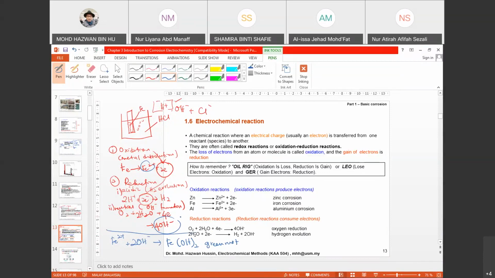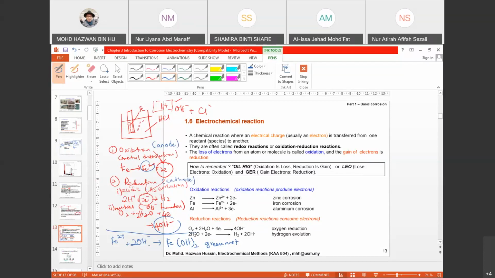And I forgot to tell you that during the process, oxidation and reduction occur at specific terminals, where oxidation normally occurs at the anode, and reduction normally occurs at the cathode.